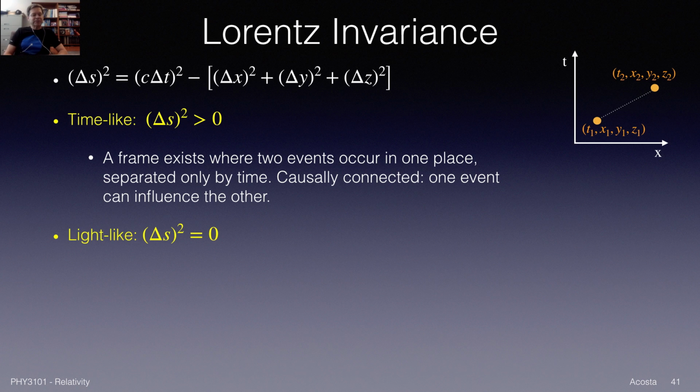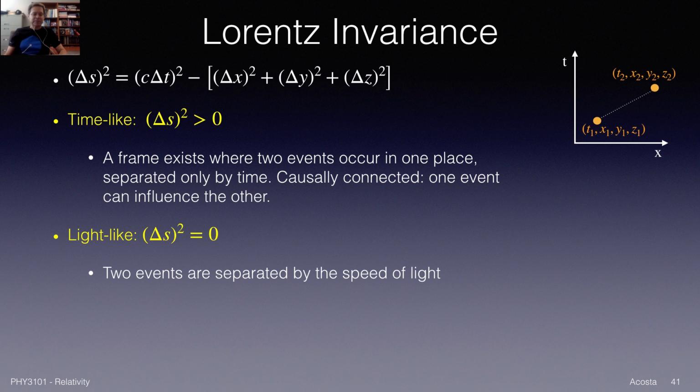A special case is when I get exactly 0 for delta s squared. And that can happen when the sum of these squares equals c delta t quantity squared. For example, suppose that something's moving only in the x-axis. That means that delta x has to equal c delta t. Well, that's the case when something's moving at the speed of light from one event to the next. And so these two events are separated by the speed of light. So that's the special case. When you go at the speed of light, you can still connect those two events, and you'll get 0 for delta s squared.